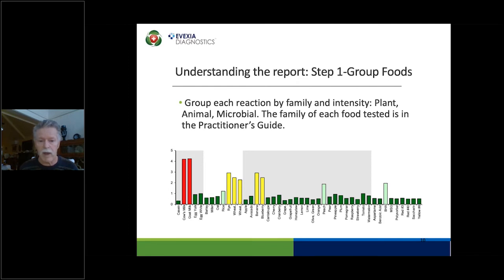The light green or aqua is 1+, yellow 2+, and red is 4+. So the higher the reactivity, the higher the titer of the antibody, and the more likely that particular food or ingredient is to cause a food sensitivity. So what we recommend is to look at the 2, 3, and 4+ initially when a patient comes in and tests positive, because the likelihood of a sensitivity is most likely in the higher end of reactivity.